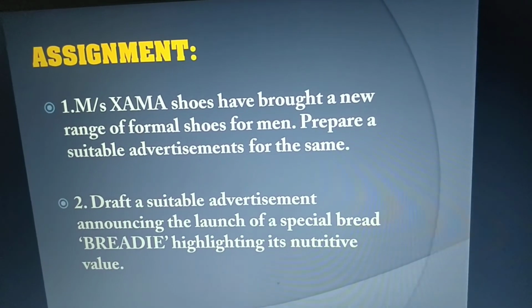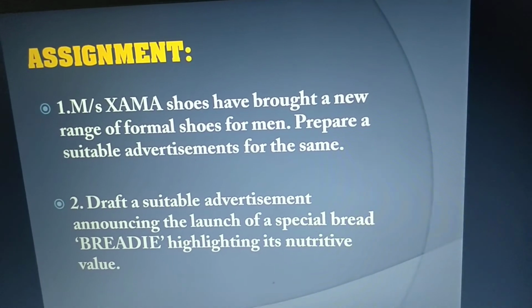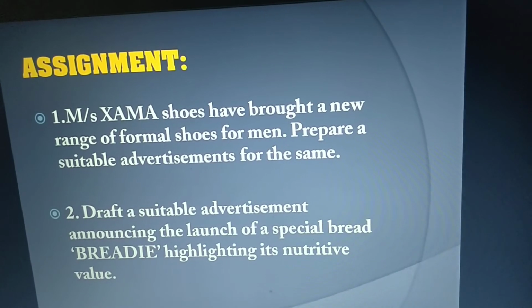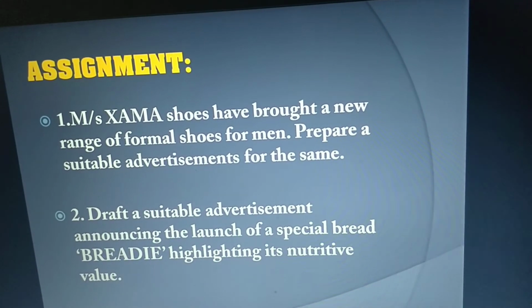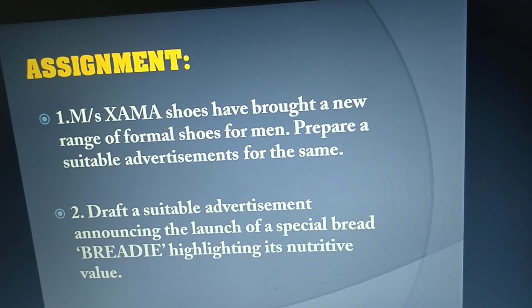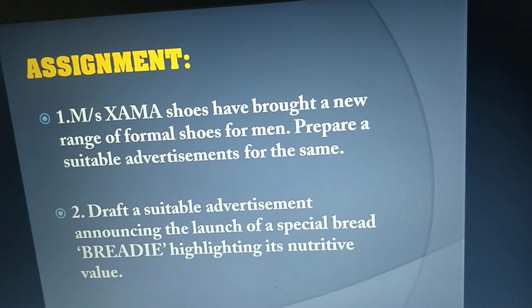Then here, after so much elaboration of the content, is the assignment. Question number 1. Messer Zama Shoes have brought a new range of formal shoes for men. Prepare a suitable advertisement for the same. Second question. Draft a suitable advertisement announcing the launch of a special bread, Pregi, highlighting its nutritive value.